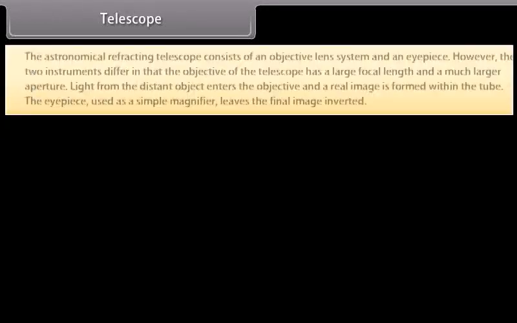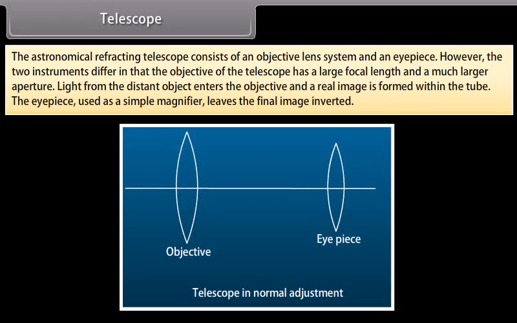Telescope. The astronomical refracting telescope consists of an objective lens system and an eyepiece. However, the two instruments differ in that the objective of telescope has a large focal length and a much larger aperture. Light from the distant object enters the objective and a real image is formed within the tube. The eyepiece, used as a simple magnifier, leaves the final image inverted.